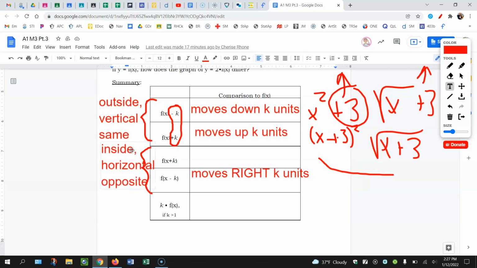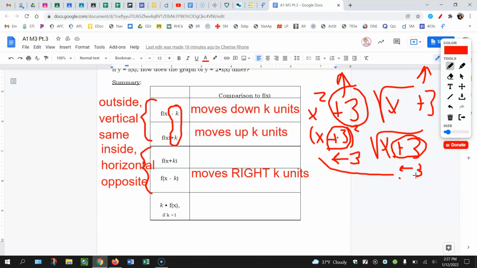So that's getting into this idea of, going back up here, this +3 is inside of what's being squared. This is actually going to do the opposite direction of what we think. It's horizontal, so it's going to move it to the left 3. This +3 is inside of the square root, inside of that parent function. Same deal. This is going to move the graph to the left 3 units.